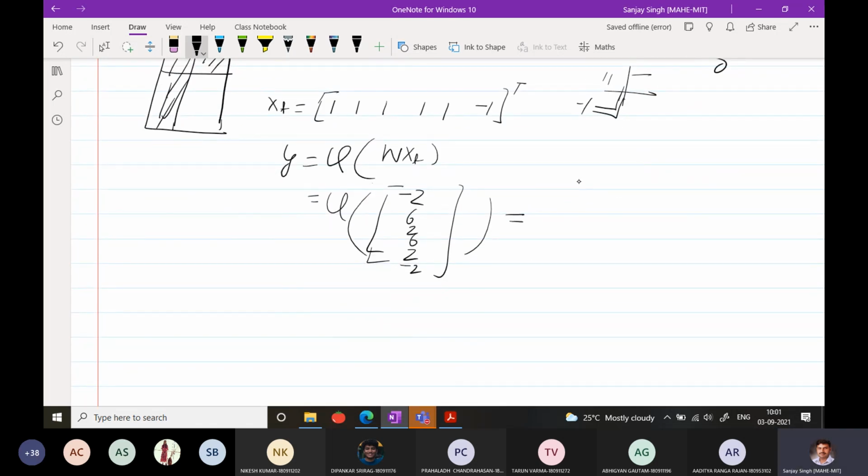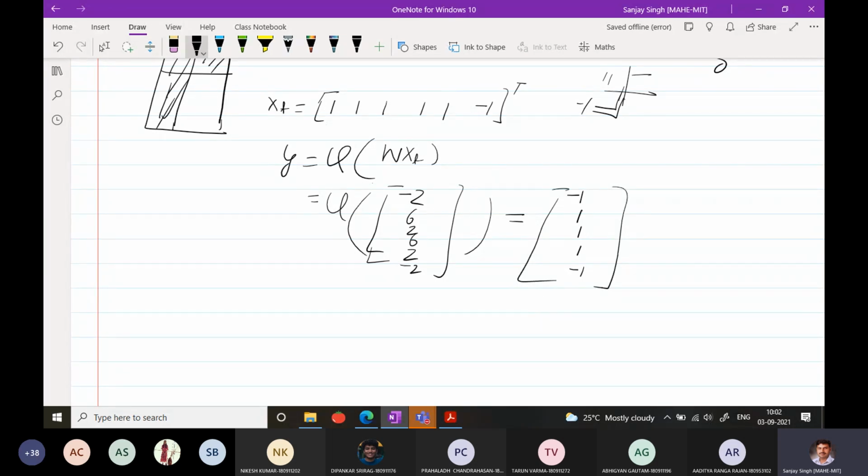Anyone of you, quickly? Give me 2 minutes and done. -1, 1, 1, 1, and -1. So wherever the value is negative it is -1, and wherever the value is positive it is +1. That's all, it's a hard limit.